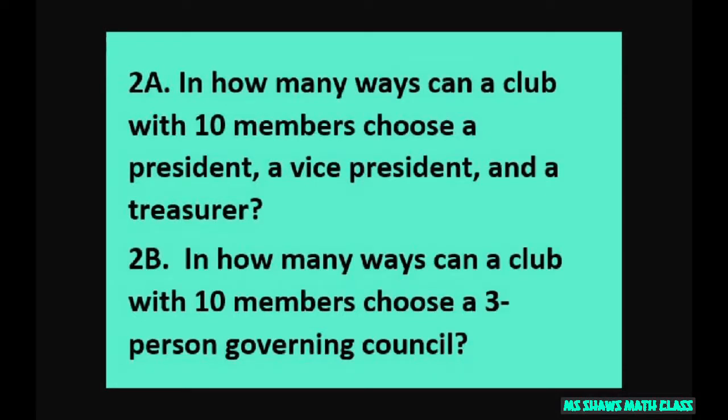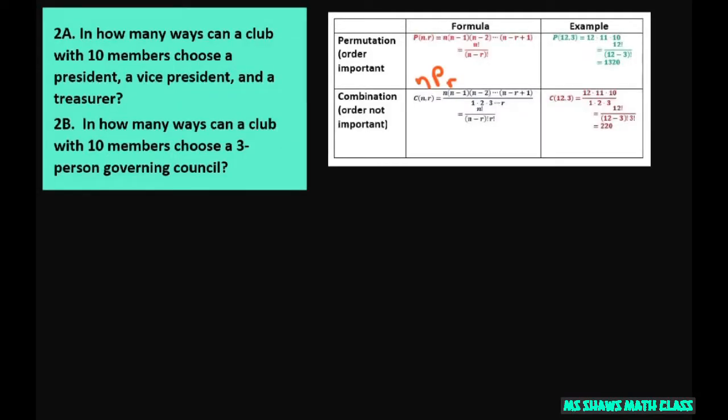Hi everyone. In how many ways can a club with 10 members choose a president, a vice president, and a treasurer? And we're also going to do: in how many ways can a club with 10 members choose a 3-person governing council? So for the first one, we're going to use permutation because order is important.